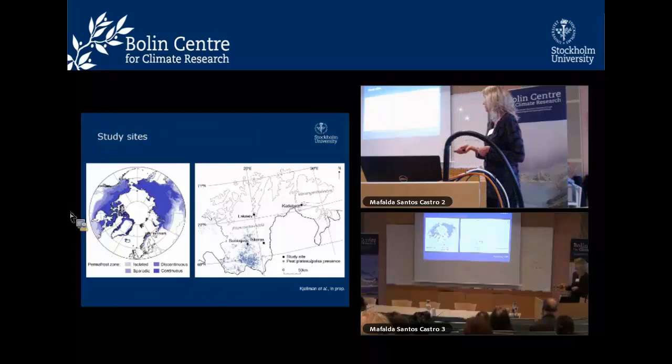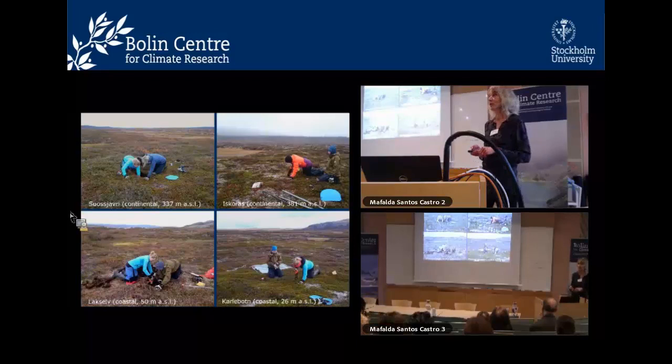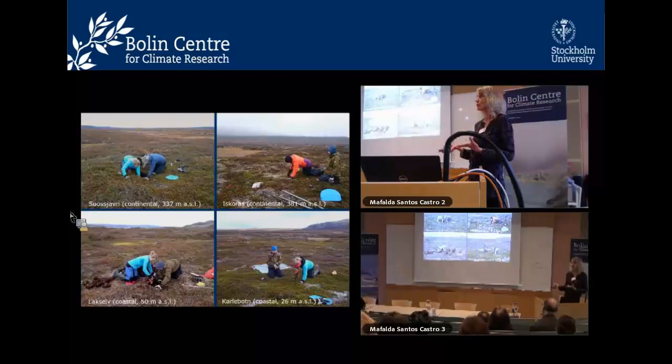And this is what the sites look like in the field, September last year, 2017. So we have the 2 continental sites at slightly higher elevation on top, and we have the coastal sites at lower elevation at the bottom here. But if you look just generally at these pictures, you can see they look fairly similar. So it's a typical permafrost peatland, peat plateau, at all these 4 sites, looking really similar.